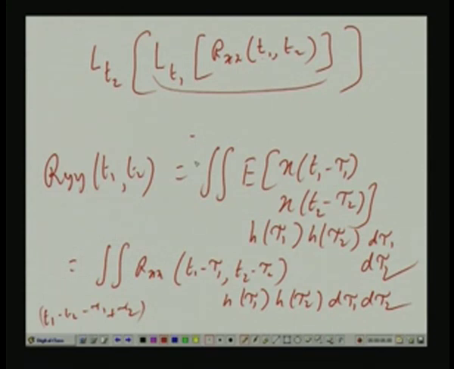How? Because we have seen that if input mean function is mu x t, then output is mu x t convolved with h t. So if mu x t, because of stationarity, is a constant, then that convolution will also yield a constant function.